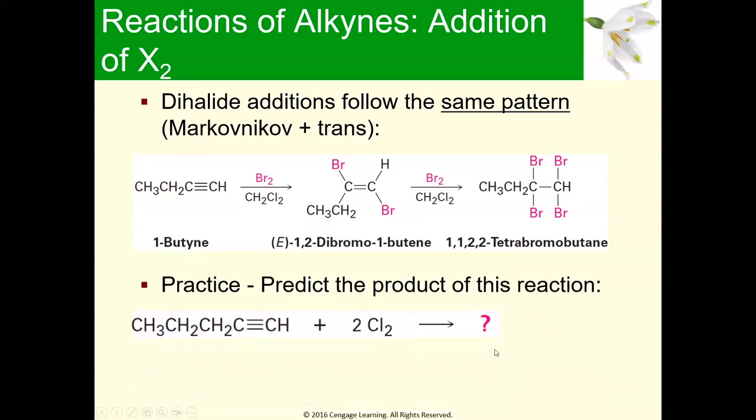All right, so let's just do a little practice problem. So we want to predict the products of this reaction. So we have the alkyne, the triple bond, and we're adding two Cl2s. Okay, so I'll pause for a second. Use the example right above to see if you can come up with the correct product. Okay, and hopefully you came up with something like this, where you just put all four of those chlorines on these two carbons, converting this unsaturated compound into the saturated alkane.